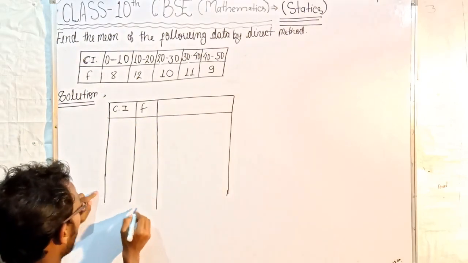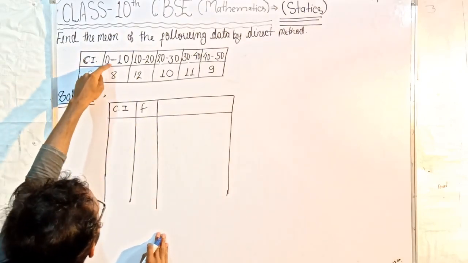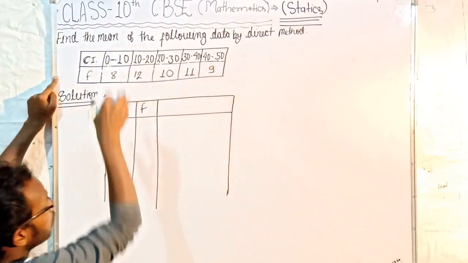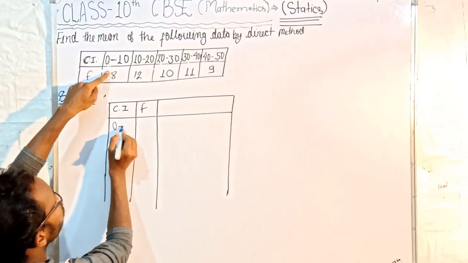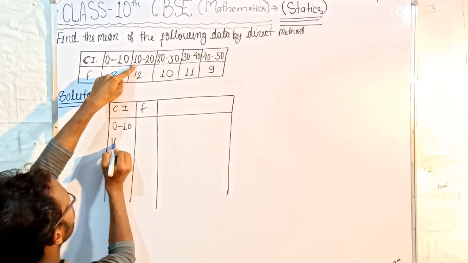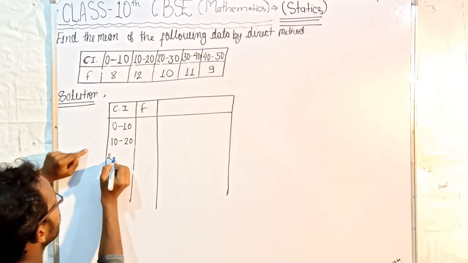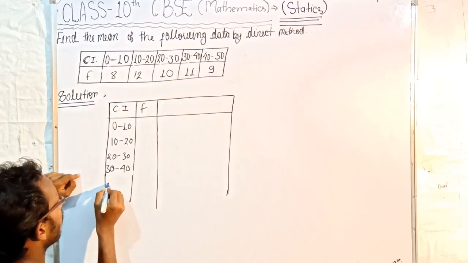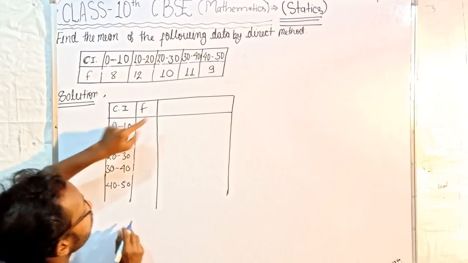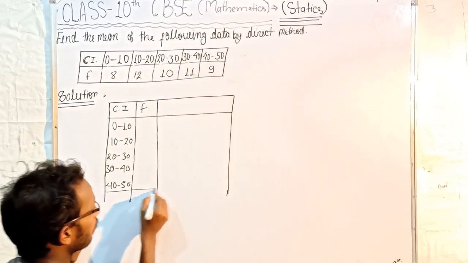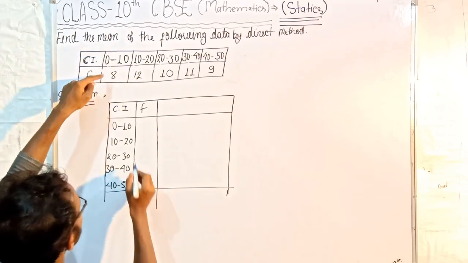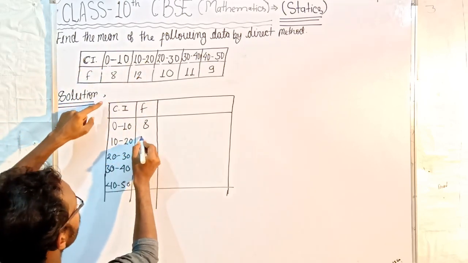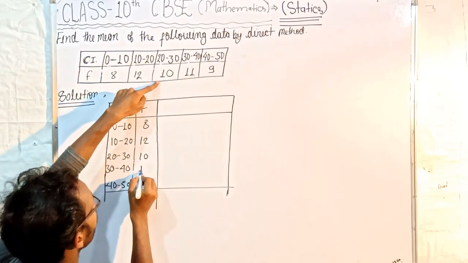Okay, now I will write all the terms. Class intervals given are 0 to 10. I will write them vertically. Okay, these horizontal rows you will have to write vertically in a column. This becomes 0 to 10 and next 10 to 20, 20 to 30, 30 to 40, and 40 to 50. Okay, 40 to 50. Now I will also write the corresponding frequencies. The corresponding frequency of 0 to 10 is 8, and 10 to 20 is 12, then 10, 11 and at last 9.